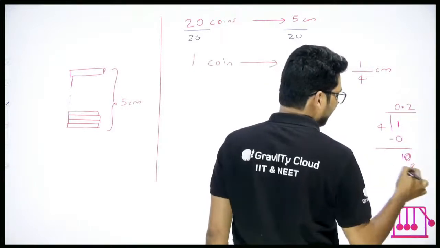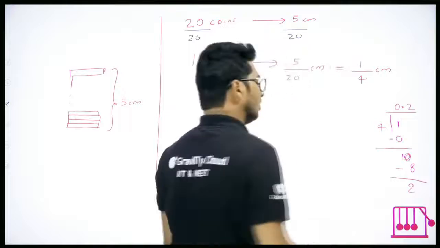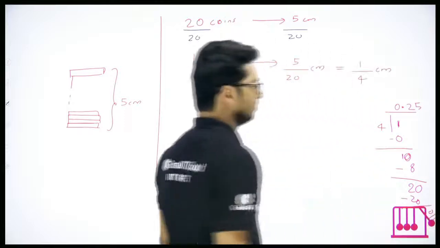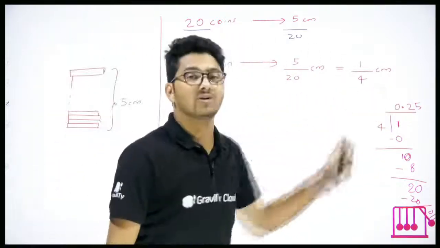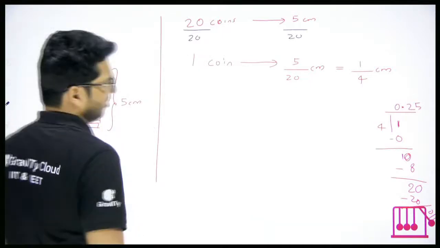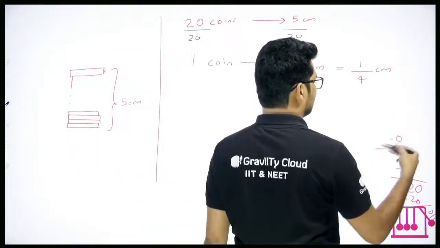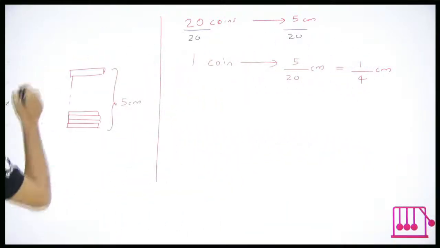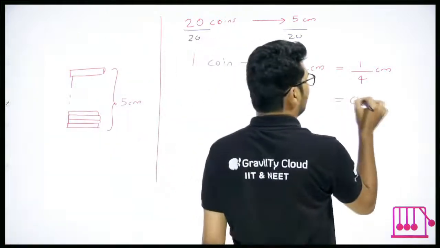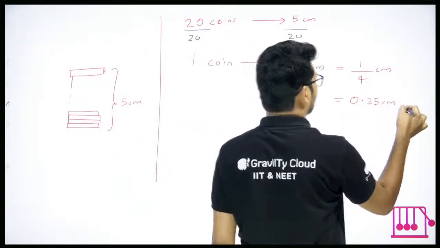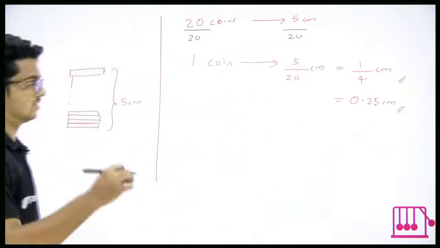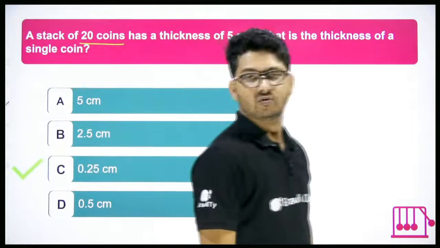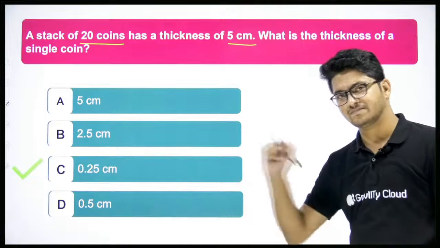4 2s are 8. Again you subtract. 10 minus 8, 2. Again you add a 0, right? 4 5s are 20. You subtract and you get 0. That means the answer that you get is 0.25. Many of you should know decimals by now, right? Division and the decimals. So the answer is 0.25 centimeter, or in fractions it is 1 by 4 centimeter. Good. So the answer is Option C, 0.25 centimeter. Simple.